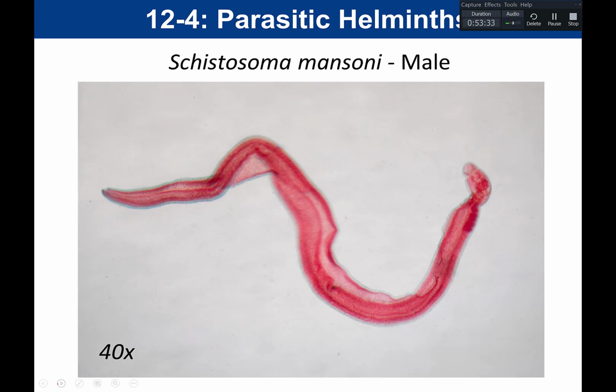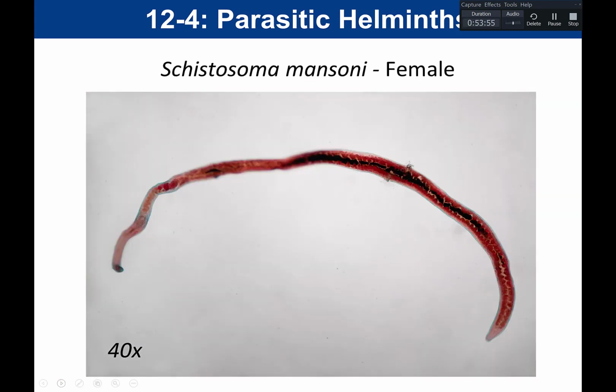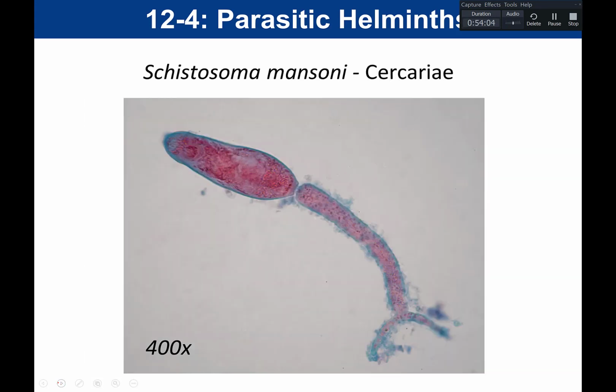So here are some images of these various specimens. So this is the male. You can see this gynecophoric groove, this little pocket. Notice it looks like a little fold. And that pocket is where the female would reside and they would reproduce. So this is the male. The female, again, is going to be the thinner of the two. So this is our female. Does not have the gynecophoric groove.